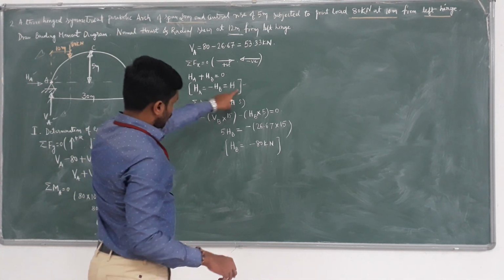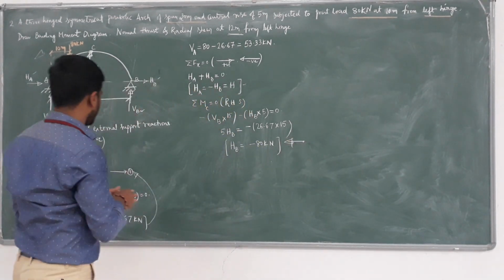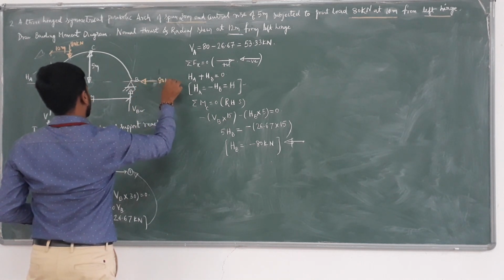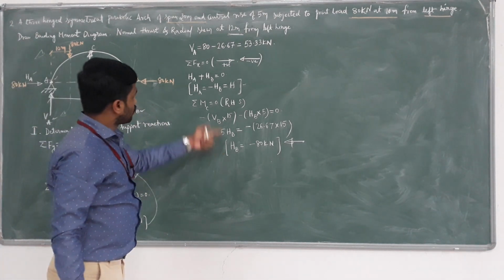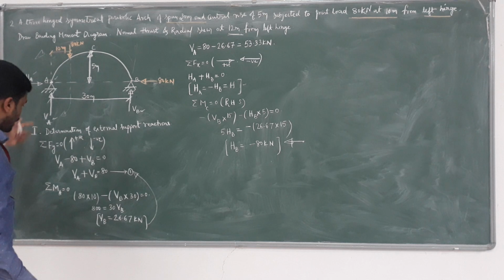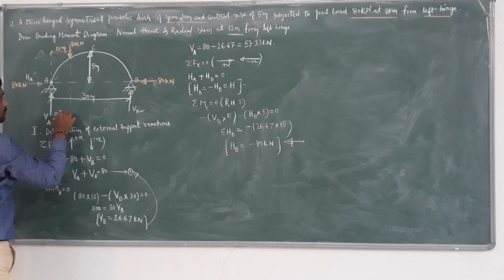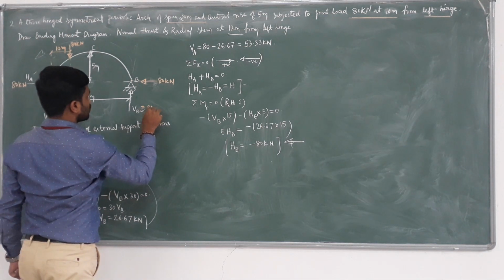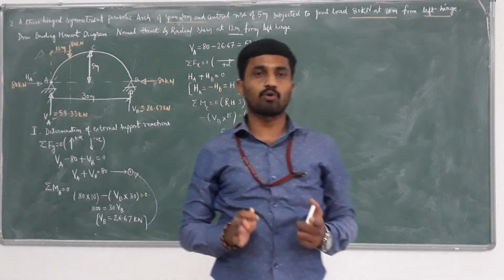HA is 80. We have to reverse the direction of HB. So this is 80 kilonewton, and this is also 80 kilonewton. Because HB equals minus 80, minus into minus is plus, so HA will become plus 80. And we have VA as 53.33 kilonewton and VB as 26.67 kilonewton. This concludes the first step, determination of external support reactions.